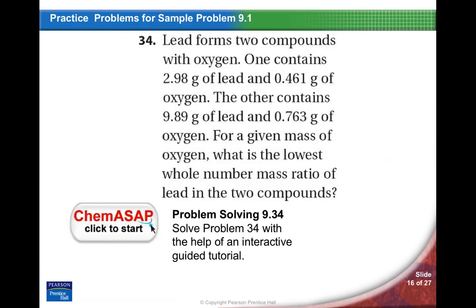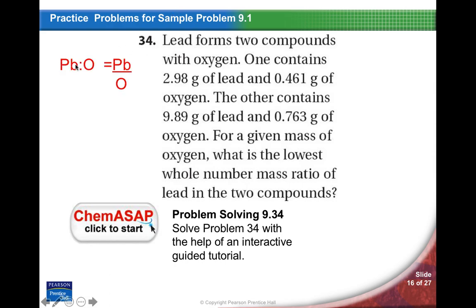Here's a sample problem. If you've got your calculator handy, that will be useful. Lead forms 2 compounds with oxygen. One has 2.98 grams of lead to 0.461 grams of oxygen. The other has 9.89 grams of lead to 0.763 grams of oxygen. Are they the same? Well, we already know lead forms 2 different charged ions, cations, and that causes it to react differently with oxygen. This is how they figured it out.